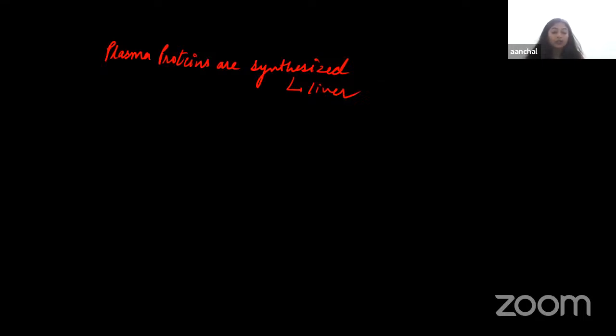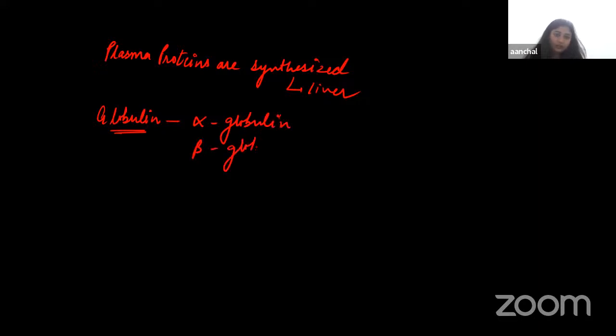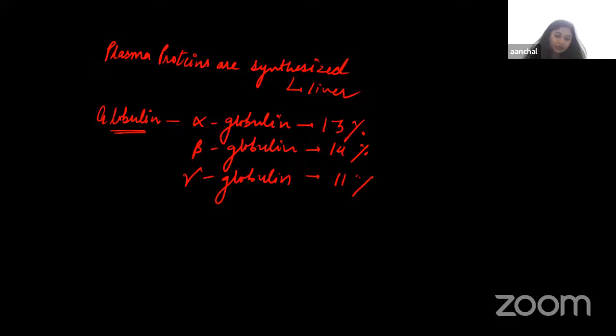Now talking about the types, first we're going to discuss the types of globulin. We have alpha globulin, beta globulin, and gamma globulin. Alpha globulin is around 13% of the total concentration of globulin, beta is 14%, and gamma is 11%, right?